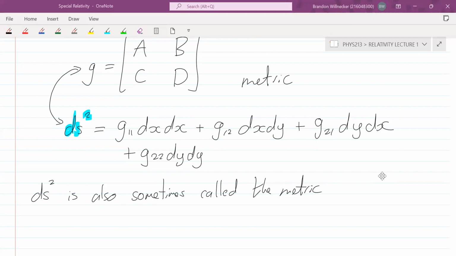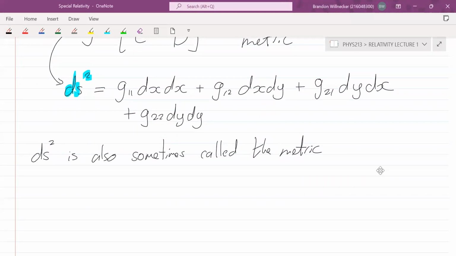However, in special relativity, we're not going to do that. We're going to assume space is flat. So we're going to start off with a flat metric, and then just keep on using that. We're not going to try and add anything to it.